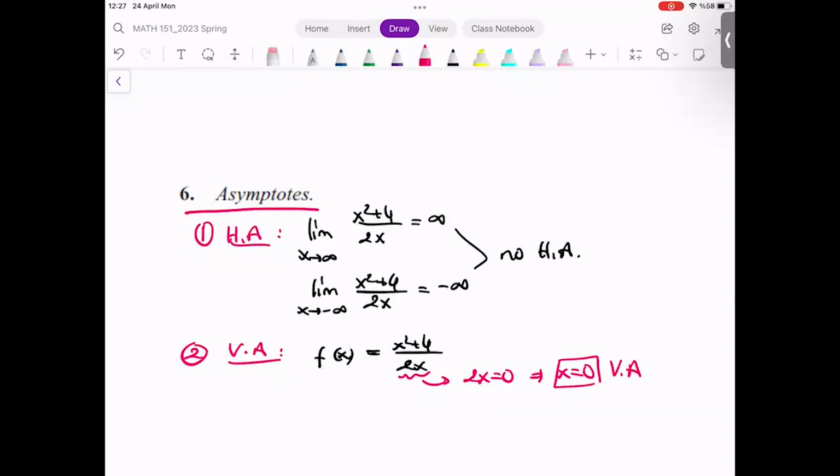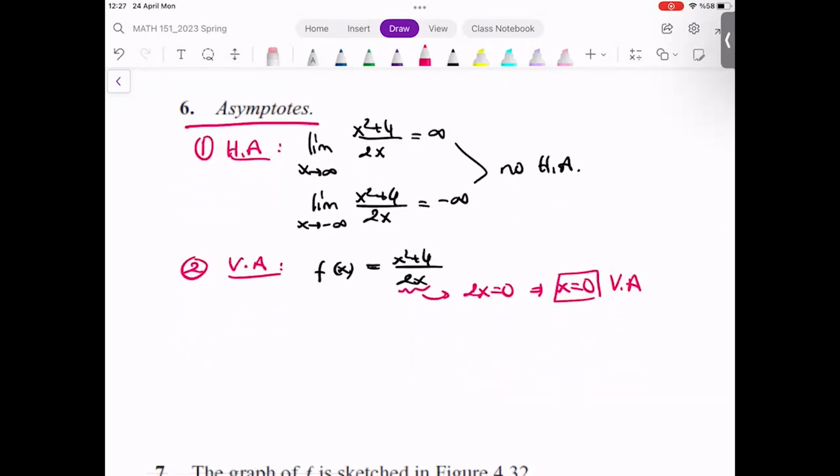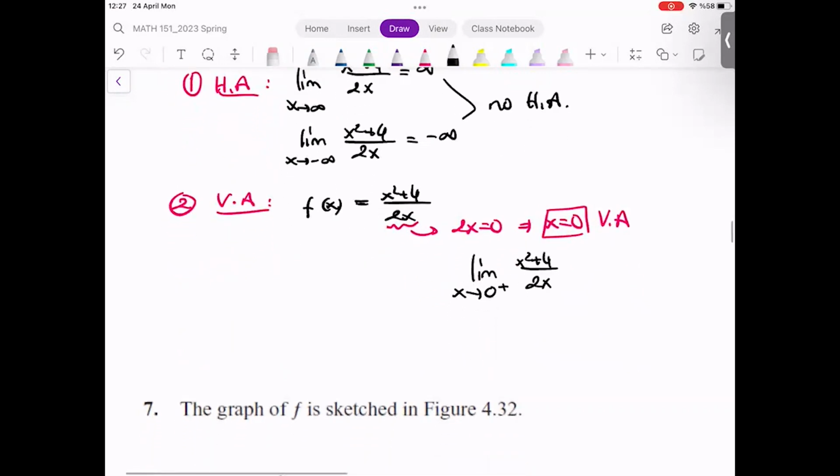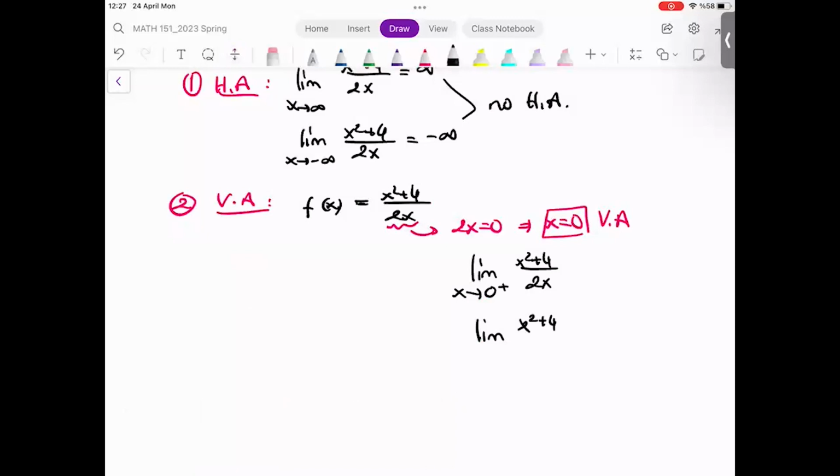You need to look at limits around this point. Limits from left, limits from right. Okay, what I mean is you have to understand the behavior of your function around this point. This is very important. Without having this information, you cannot draw the graph, okay? So let's look at these one-sided limits around x equals 0, from right and left.